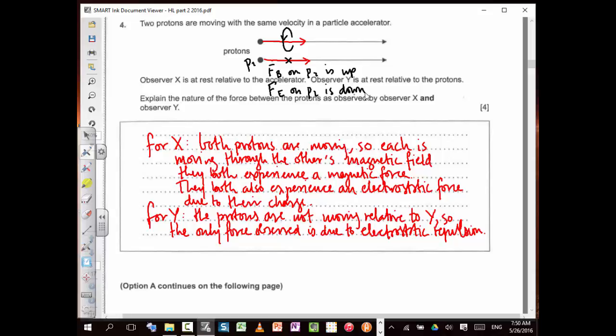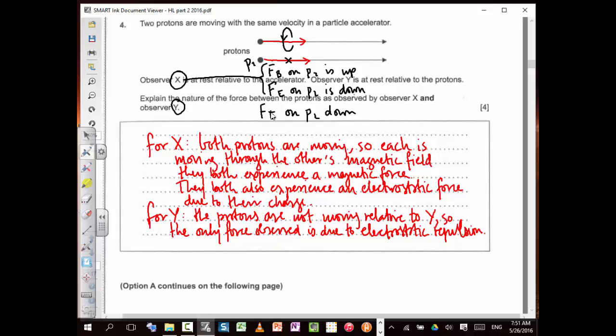What this means is, in the other case, there's only an electric force. And so this means that the electric force in this situation has to be bigger than it is in the situation as observed by Y. So this is all as observed by X. For Y, it's going to be just an F_E on P2 down.